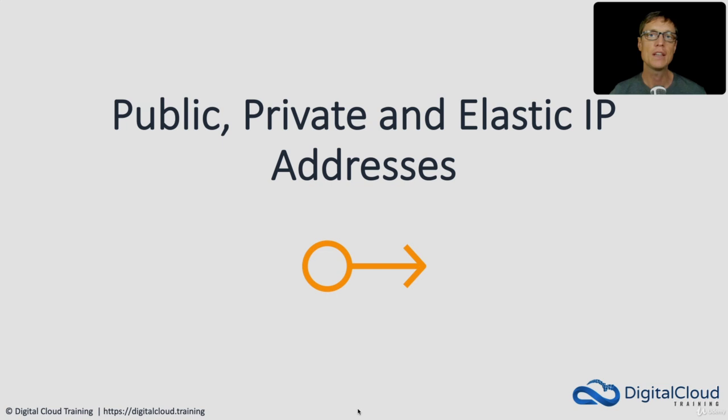Hi guys, you've already seen that there are different types of addresses assigned to our EC2 instances. So we have public addresses, private addresses, and then there's also elastic IP addresses. So I want to go over the differences between these.